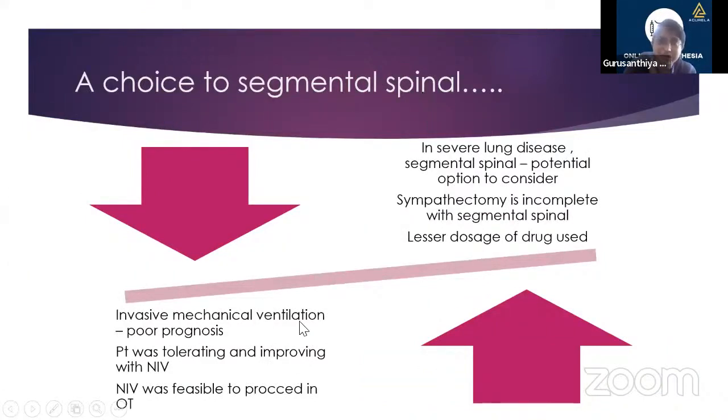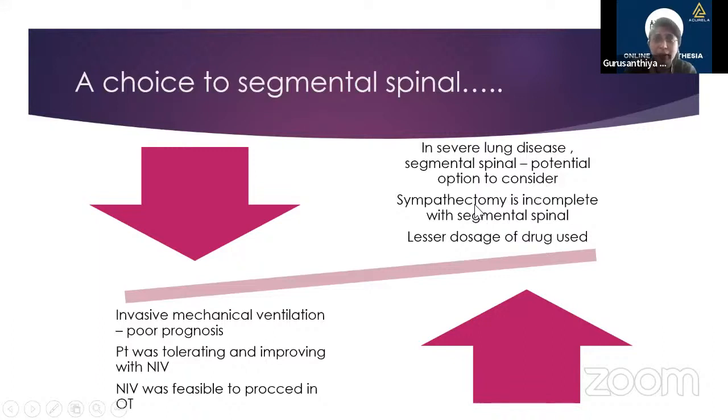Invasive mechanical ventilation was associated with a poor prognosis in patients like this. Our patient was tolerating NIV and was improving with NIV. NIV was feasible to be used in the OT and to proceed. The patient was comfortable with NIV rather than invasive mechanical ventilation, is what we thought from the picture of the patient who presented to us. In case of any severe lung disease, or where you think general anesthesia or invasive mechanical ventilation may compromise lung function, then segmental spinal anesthesia is a potential option to consider.